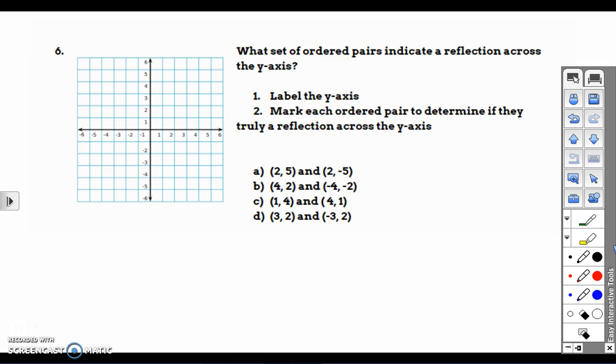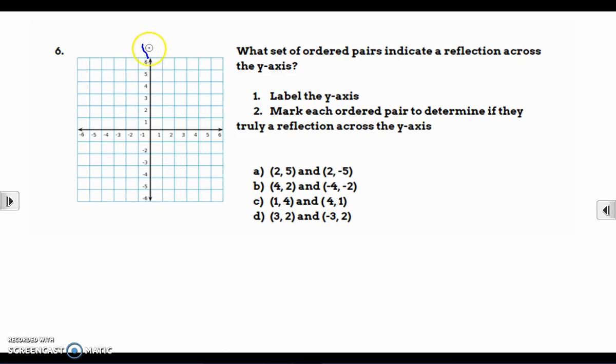It says, what set of ordered pairs indicate a reflection across the y-axis? And she breaks it down for us. She says, step 1, label the y-axis. So that's exactly what I will do. This axis right here is called your y-axis. I might as well also label my x-axis. This axis is your x-axis. Right in the center is the origin.